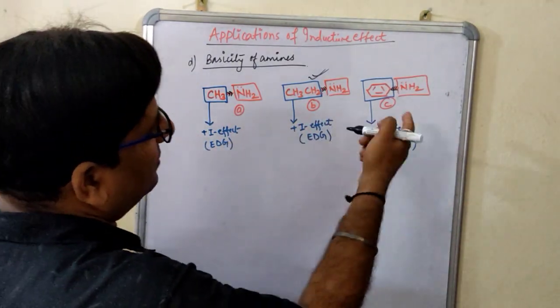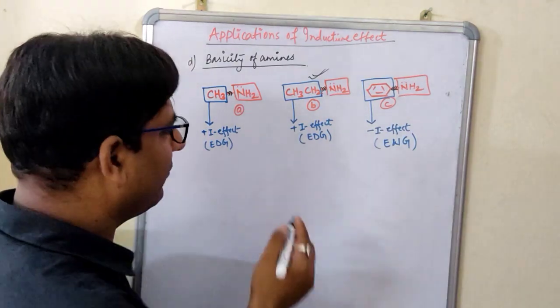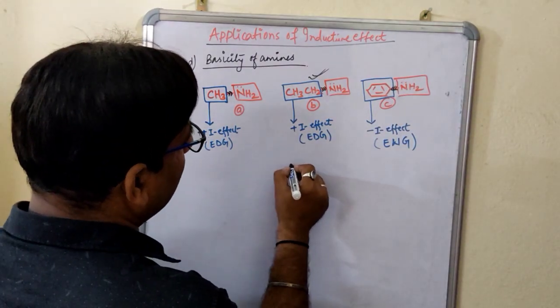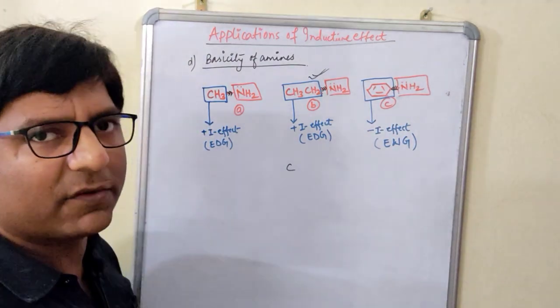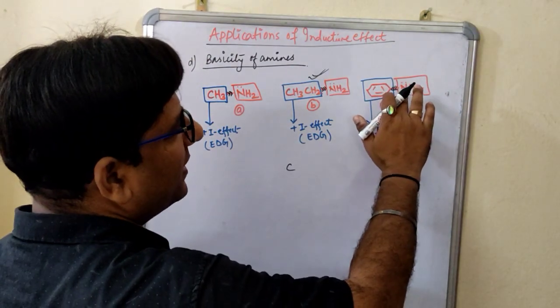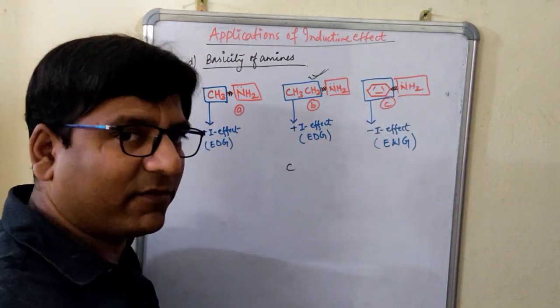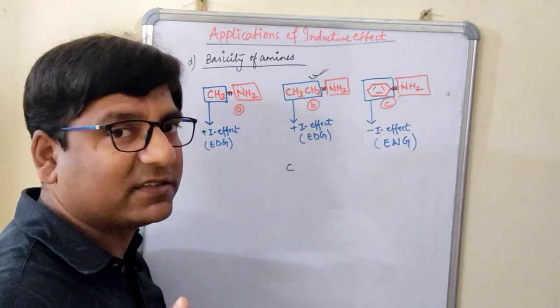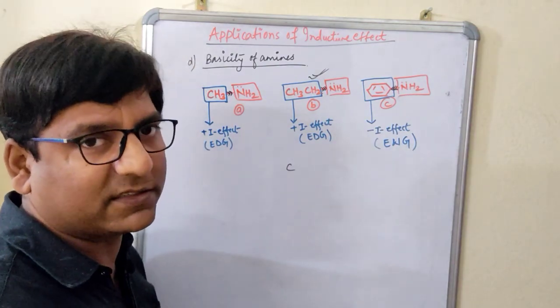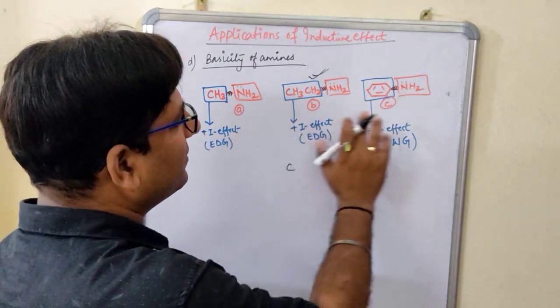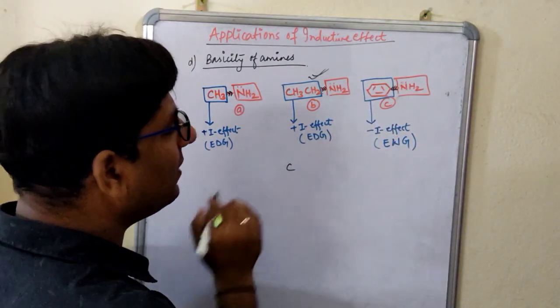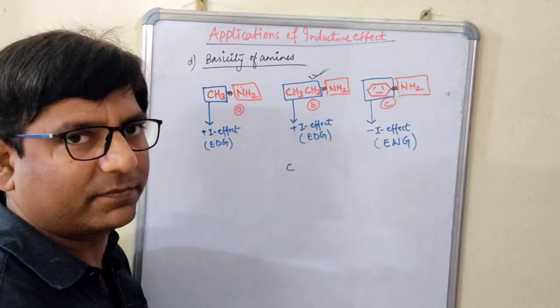So by these three structures, we can say that C is what? C is the least basic. Why? Because the electron density on this nitrogen is less, and what we have read in the two conditions is that the electron density should be high, not less. So by seeing the three structures, we can say C is the least basic.